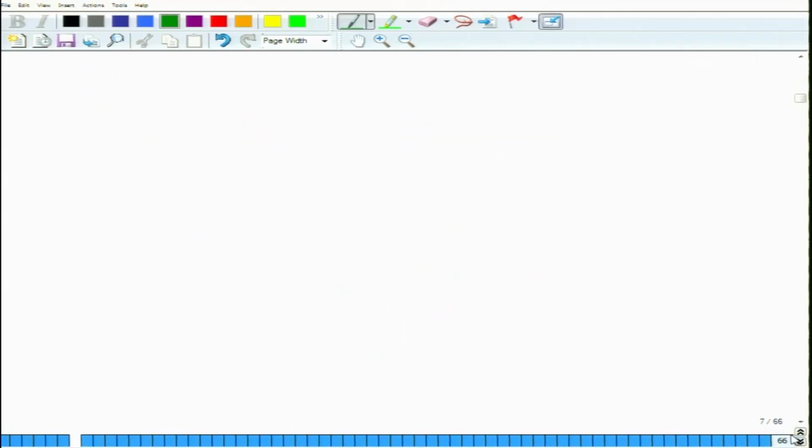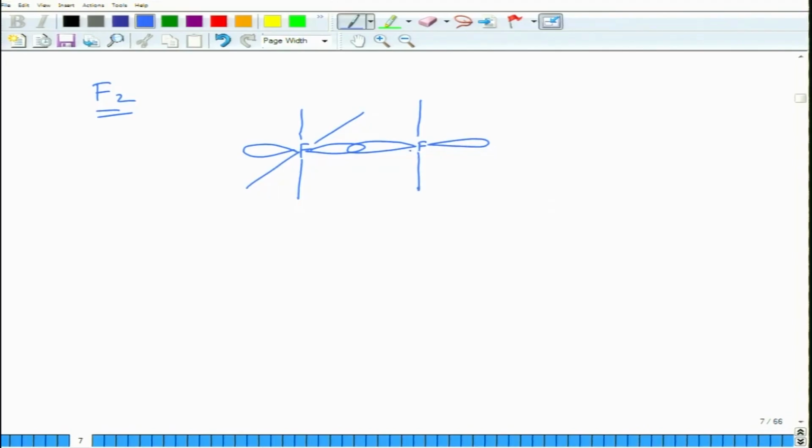Similar examples you can give for fluorine, for example, F2 gas. So F2 gas has again F, it will have one orbital on this side, another orbital on this side, and it will interact with the neighboring fluorine atom, which will have p orbitals like this. Of course, you will have other two axes as well, okay, and this will give you F2 molecule.